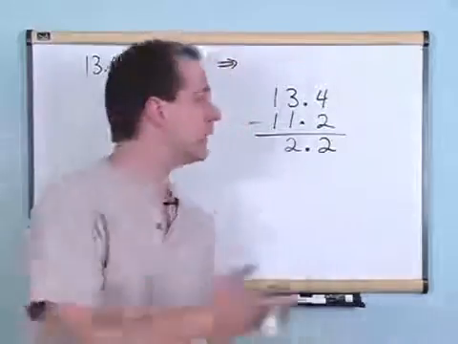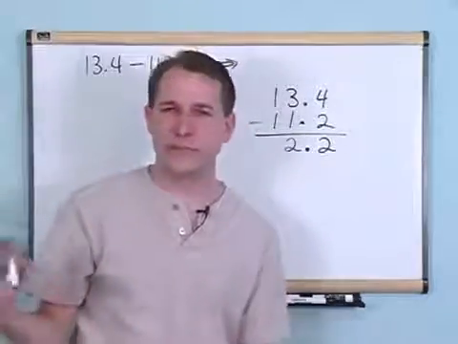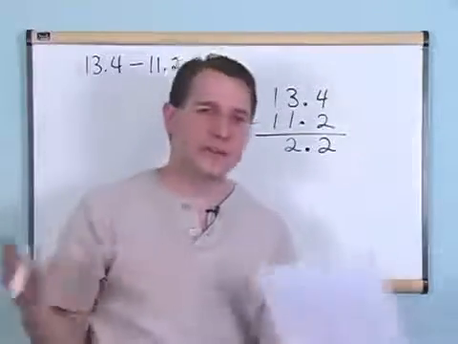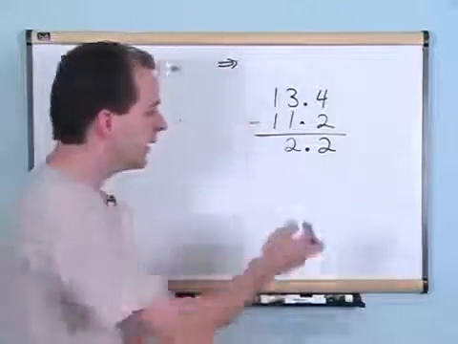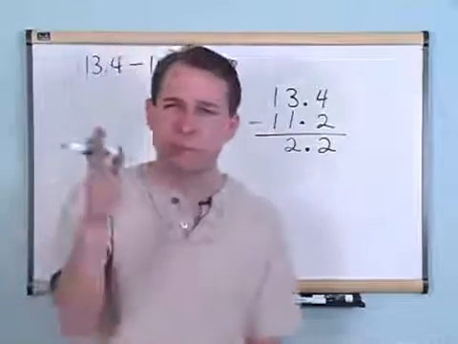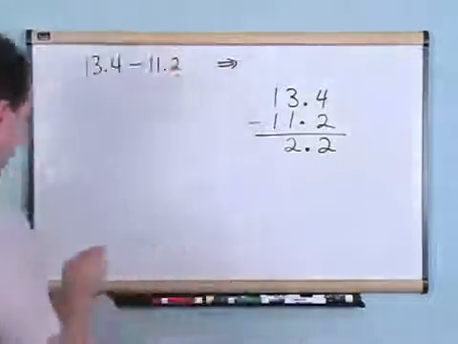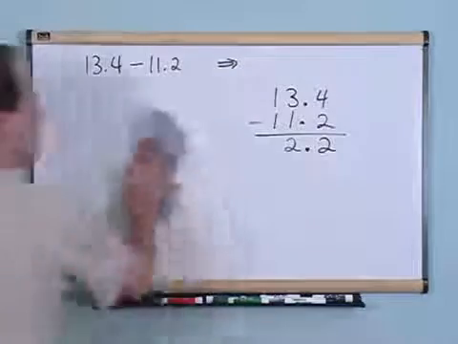And when you think about it, this kind of makes sense because it's 13.4, which is somewhere around 13, and 11.2, which is somewhere around 11. So you know that 13 minus 11 is 2, so the answer is going to be somewhere around 2, and it turns out the answer is 2.2, which is just a little bit more than 2, okay? So it kind of makes sense, okay?